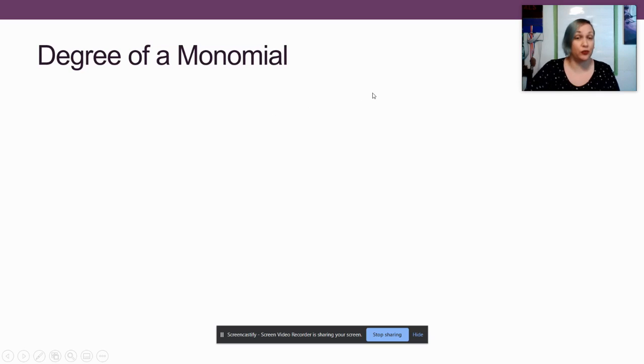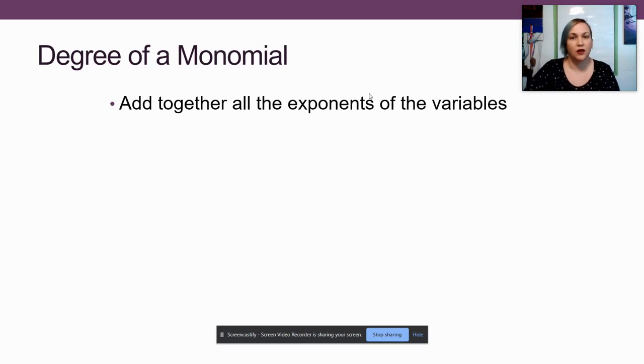Next, let's talk about the degree of a monomial. A monomial, remember, is just one term, so no adding or subtracting. When you're looking for the degree of a monomial, you add together all of the exponents on your variables. Here's an example. I only have one variable, the letter x. So my degree is just the exponent on the letter x, which is the number 4.